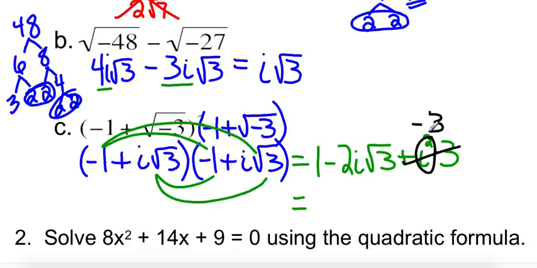So now we've got our like terms. 1 minus 3 is negative 2. And then this is not a like term, minus 2i root 3. And that's as far as we can go on that. It is simplified as far as it can go.